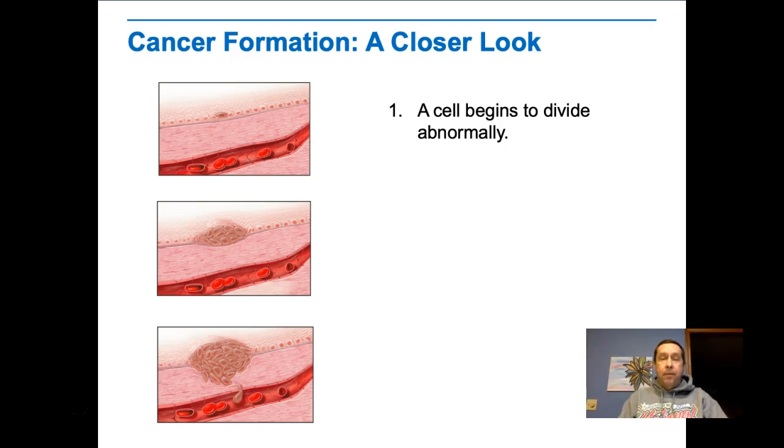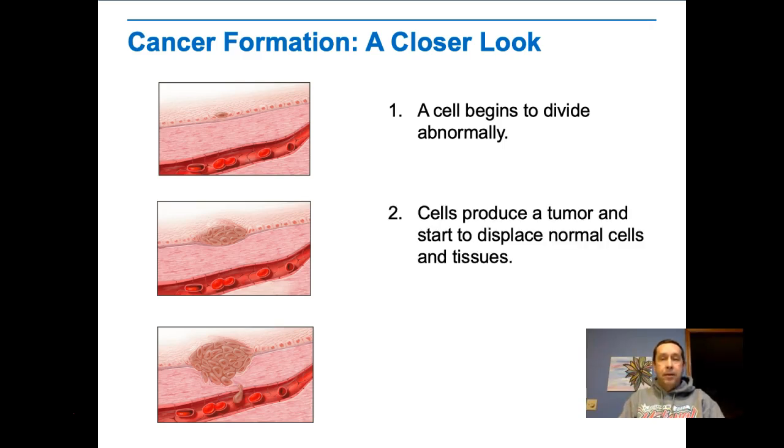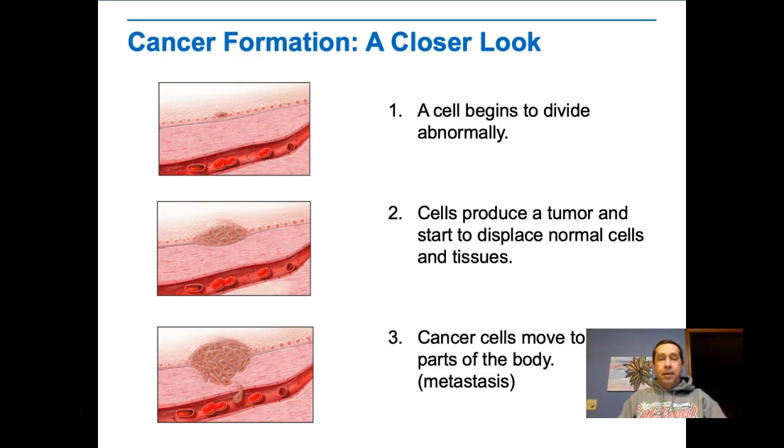So how does cancer form? A cell begins to divide abnormally, produces a tumor, starts to displace normal cells and tissues, and then it gets into the bloodstream and starts to spread to other parts of the body. We call that metastasis. Once cancer has spread, it's much, much harder to treat because you're not looking at just one place in the body. Any place those abnormal cells land or stop, they're going to make a new tumor. That's why early detection is so important. If we can catch cancer before it metastasizes, it's much easier to treat.